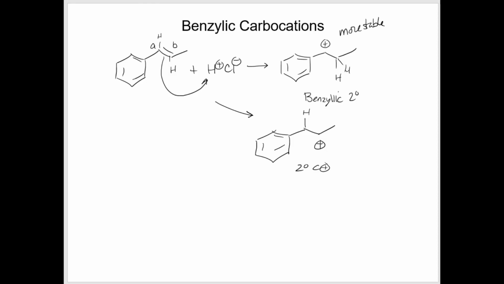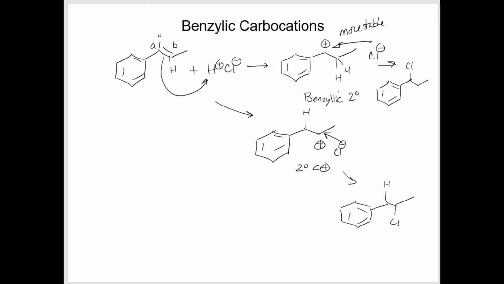And so being more stable, the Cl minus would come in and add to that carbon, and we would end up with the major product, and actually maybe even the exclusive product of this reaction, to be that, versus the chlorine adding to just the secondary carbon that looks like that. And if you do this reaction, you will actually get 100% of the product from this benzylic carbocation, and this other product is not detected.